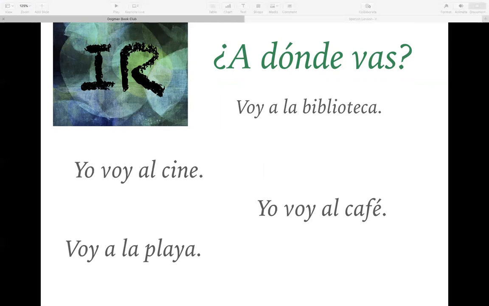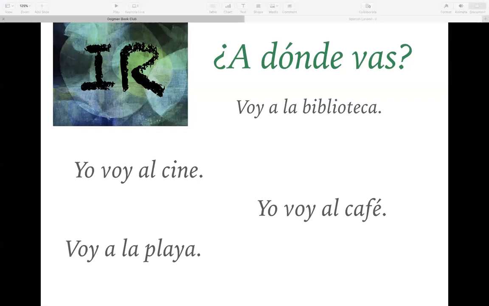So these are all in the yo form, the I form. So the question, where are you going? I am going to the library. I am going to the movie theater. I am going to the cafe. And I am going to the beach. You might notice that sometimes I use yo and sometimes I don't. Either one is fine. And also the difference when you see a la and al.